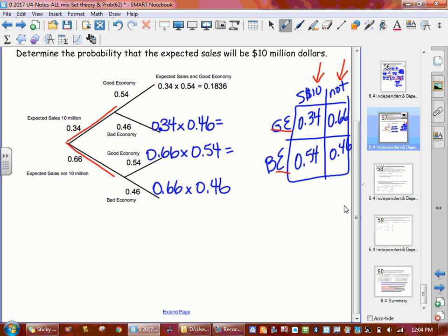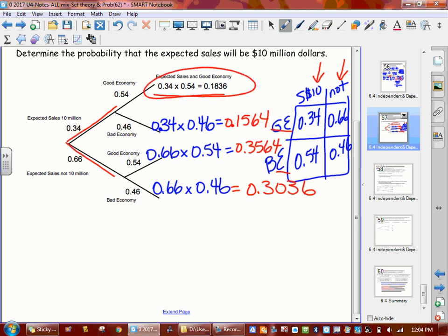And that's going to give us a total of, for our first one here, 0.1564. The next one, 0.3564, and the last one, 0.3036. So it says determine the probability that the expected sales will be $10 million, and a good economy. So we wanted expected sales of 10 million, good economy versus bad economy, it could be this or this.